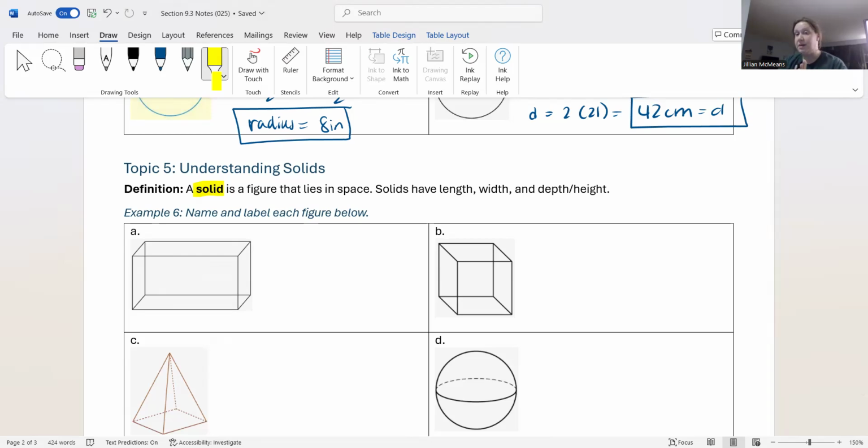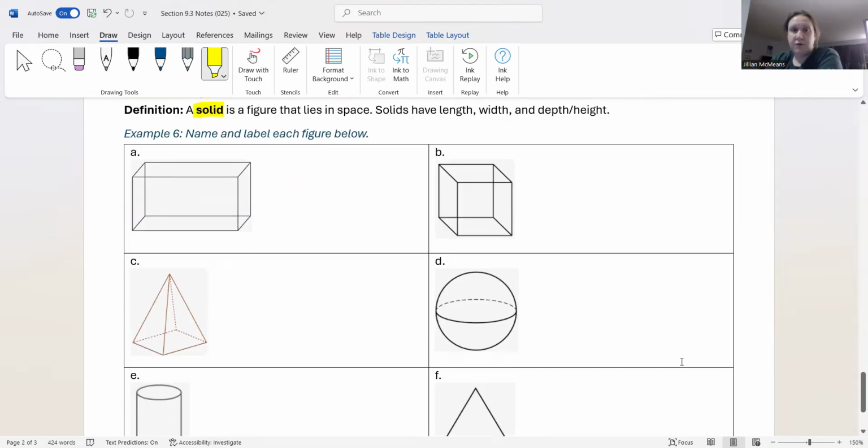When you're talking about a solid figure, we're now talking about something that can live in three dimensions. It can have length. It can have width. It can also have depth or height. So it's literally three-dimensional. It's solid. You can hold it. It extends in lots of directions. So it's no longer flat. It has substance. So again, a solid is a figure that lies in space. Solids have length, width, and either you can think of it as depth or height. All we're going to do here is name common solids.